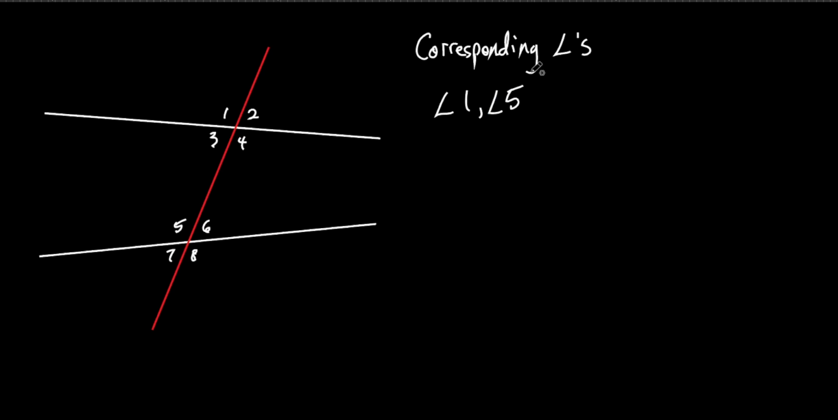We're good so far? There's other angles that are corresponding. What about angle 2? 2 and 6. Now you see it already, don't you? All right, let's keep going. Angle 3 and angle what? 7. And then angle 4. Oops, let's make the angle symbol. Angle 4 and angle 8.